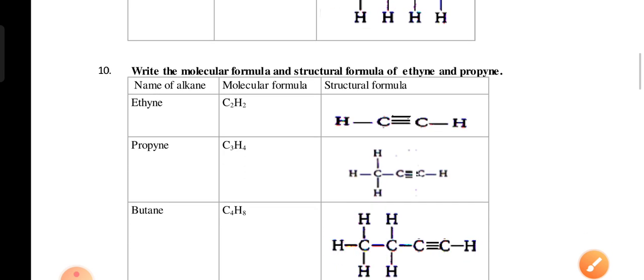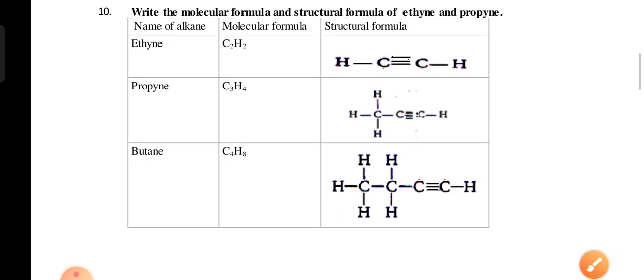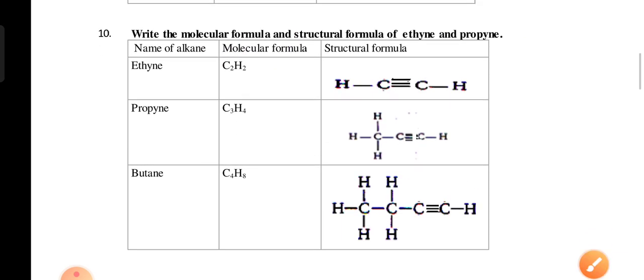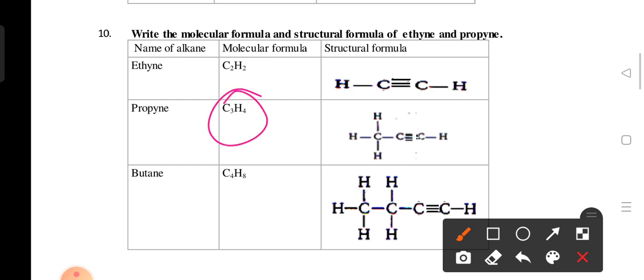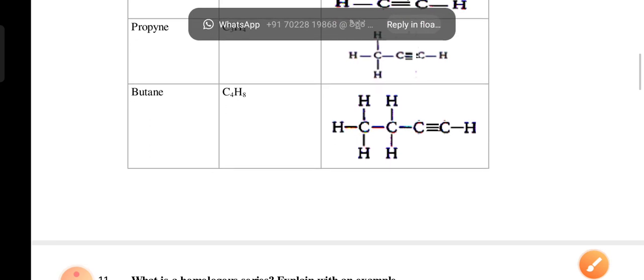Next, alkynes, double minus 2, C2H2 ethyne, in between carbon and carbon triple bond is there. This is the molecular formula, structural formula. Next, propyne, C3H4. How many carbon atoms are there? 3 carbon atoms are there. Anywhere you have to write a triple bond and 4 hydrogen atoms. 4 hydrogen.